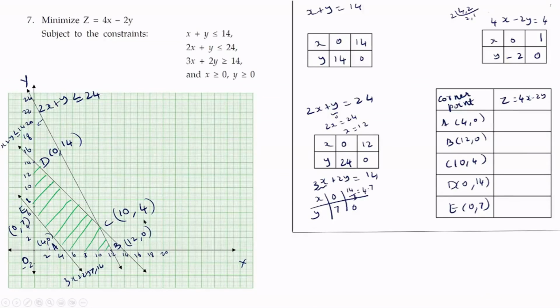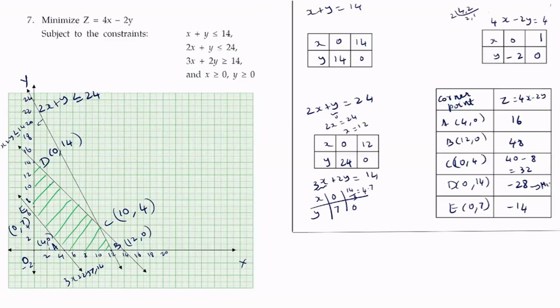So at this corner point A (4, 0), the value of z is 4 into 4, 16. At this corner point B (12, 0), the value of z is 12 into 4, 48. At the corner point C (10, 4), the value of z is 40 minus 8, it is 32. At this corner point D (0, 14), the value of z is minus 2 into 14, it is minus 28. And at this corner point E, x is 0, y is 7, the value of z is negative 14.